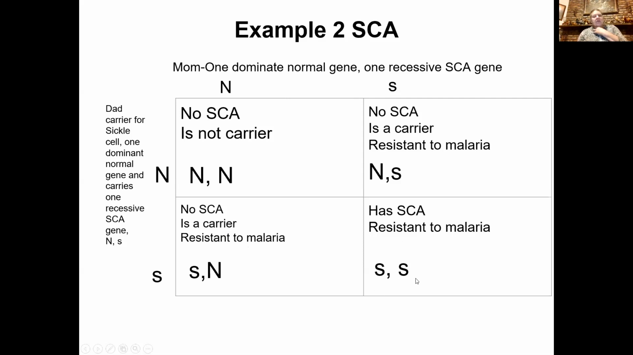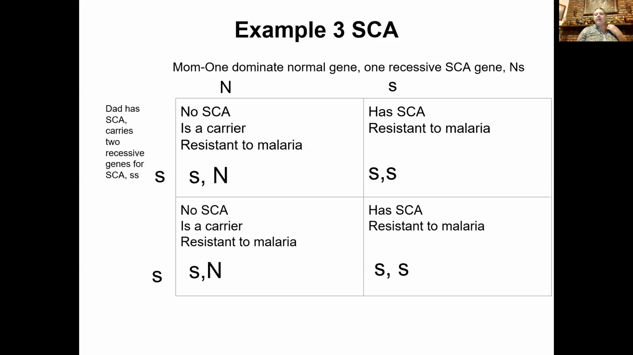This last child happened to inherit the sickle cell gene from dad and the sickle cell gene from mom. This child will have sickle cell anemia, and they will have that issue with their blood cells and have the actual disease. They'll also be resistant to malaria, but they have sickle cell anemia. This is one of those diseases that's kind of interesting from an evolutionary perspective, like why hasn't this gone away? Why is this disease still prevalent? And it does give resistance to malaria.